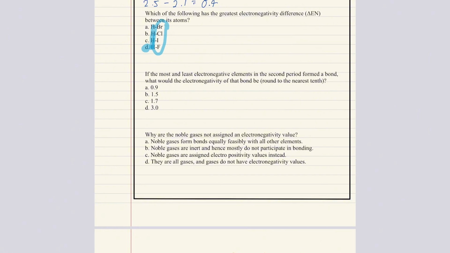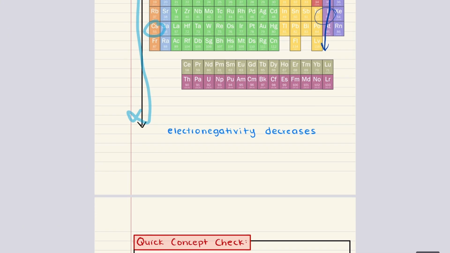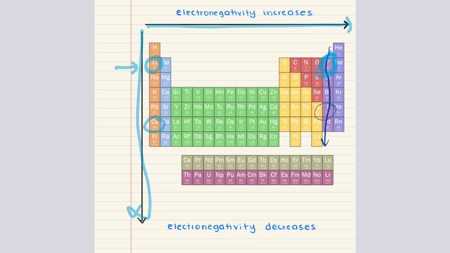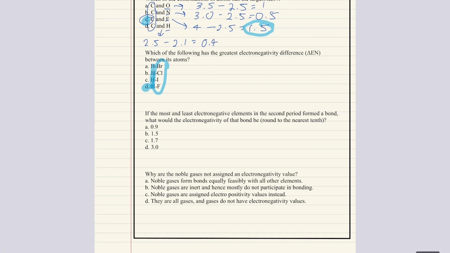The third question says, if the most and least electronegative elements in the second period formed a bond, what would the electronegativity of that bond be, rounded to the nearest 10th? So let's go ahead and look at our periodic table. We are in period 2. The most electronegative element is going to be fluorine, and the least electronegative element is going to be lithium. Lithium has an electronegativity value of 1, and fluorine has an electronegativity value of 4. 4 minus 1 is equal to 3, so the correct answer here is D.